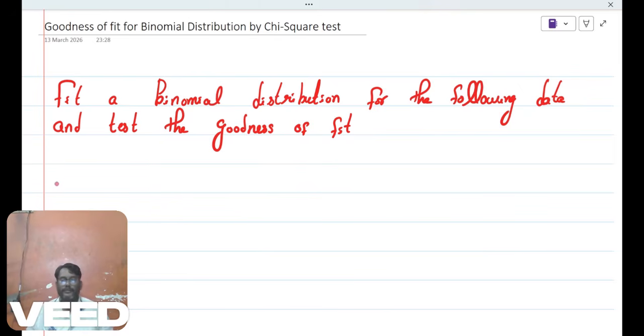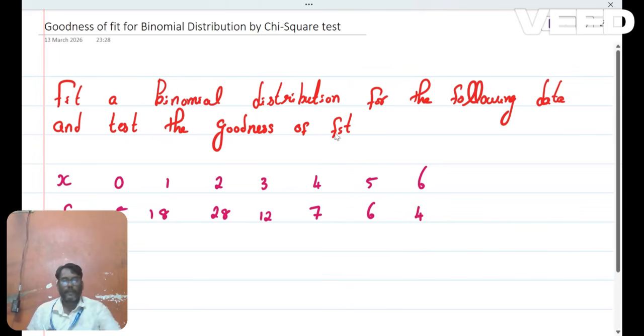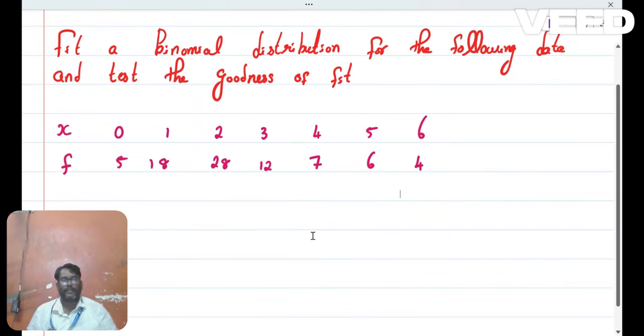x starts from 0, 1, 2, 3, 4, 5, and 6, and their corresponding frequencies, denoted by f, are 5, 18, 28, 12, 7, 6, 4. So this is your given question. Now, first we will find the mean for the given data. So, let's start with the solution.